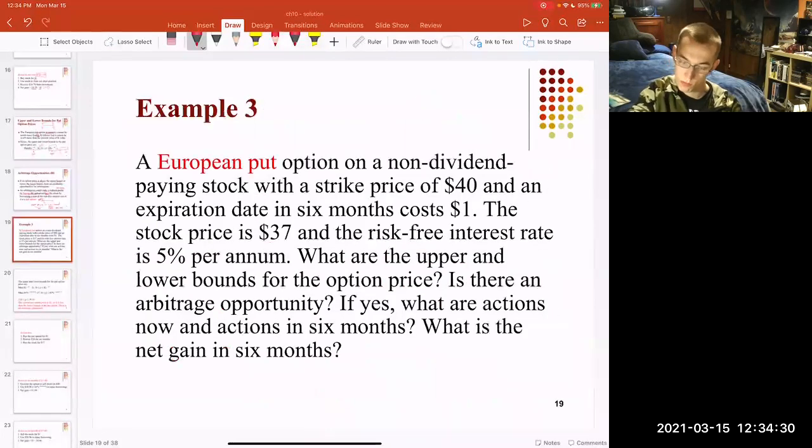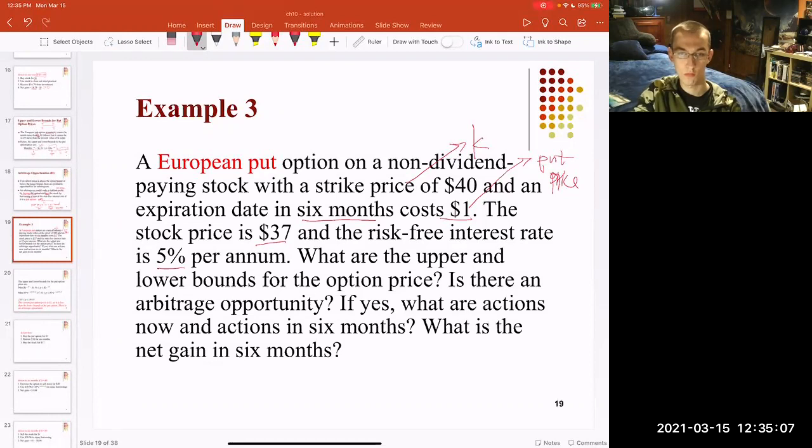Okay, so let's see example 3. A European put option on a non-dividend paying stock with the strike price of 40. Okay, K is 40. Expiration date 6 months, cost $1. So this is the market put price. The stock price is 37. The risk-free rate is 5%. What are the upper and lower bounds? Is there an arbitrage opportunity? If yes, what are the actions? And in 6 months, what is the net gain?